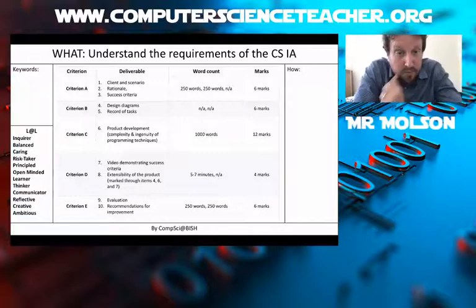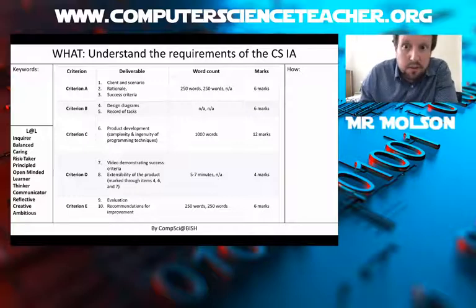All right, so the marker won't read anything over 2,000 words. That's the important part to understand about the project. But this written documentation is the really important part of the process.